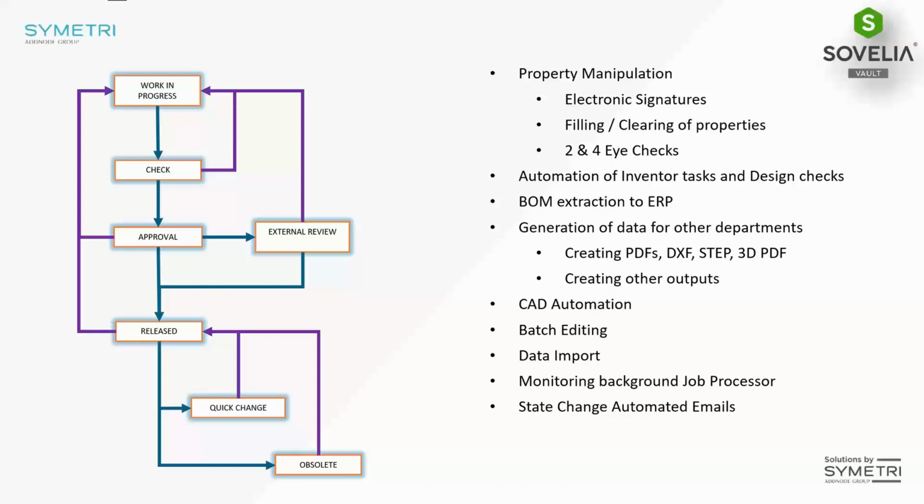A lot of the Sovelia Vault tasks will also be run on the job processor. So stuff like creating your PDFs and DXFs and exporting to maybe a shared network location for other departments and maybe sending those email notifications and so on. Now, a lot of these tasks can be done on demand via right-click menu as well. So you can just manually trigger some of these tasks, but I think the best workflow is to build it into your lifecycle workflow. So these tasks will often get triggered as you change state and work your way through your lifecycle. And the last bullet point there is just change state automated emails.